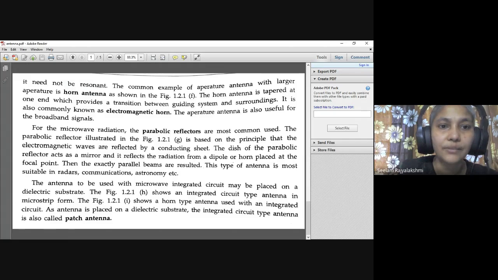For microwave radiation, parabolic reflectors are most commonly used. The parabolic reflector is based on the principle that electromagnetic waves are reflected by a conducting sheet. The dish of the parabolic reflector acts as a mirror, and it reflects the radiation from a dipole or horn placed at the focal point. Then exactly parallel beams result. This type of antenna is most suitable in radars, communications, astronomy, etc.